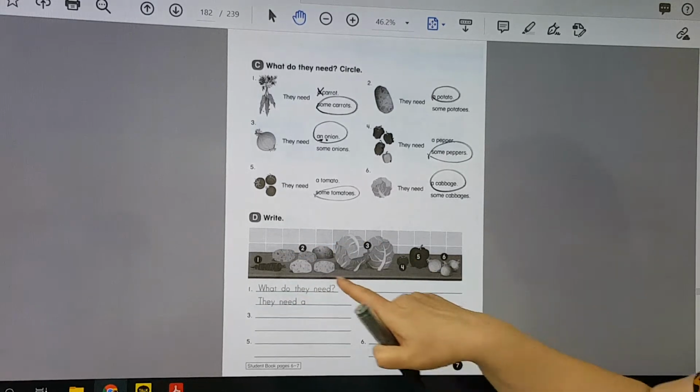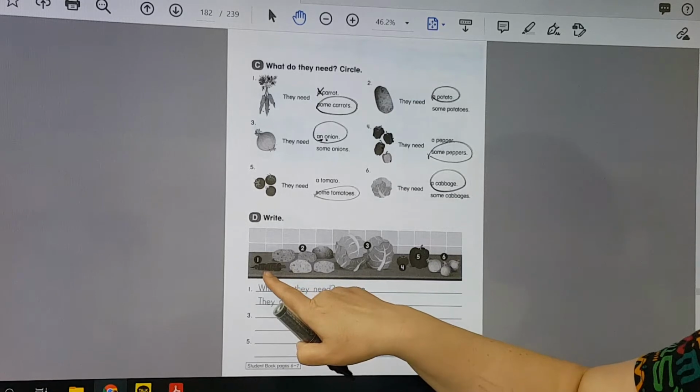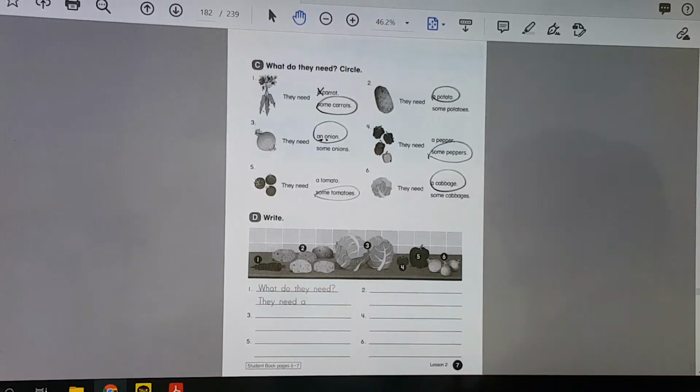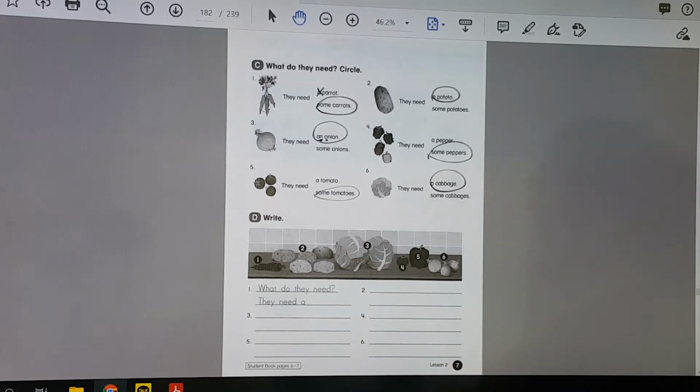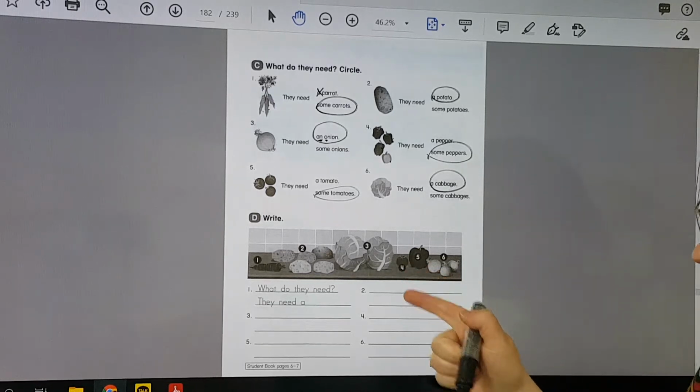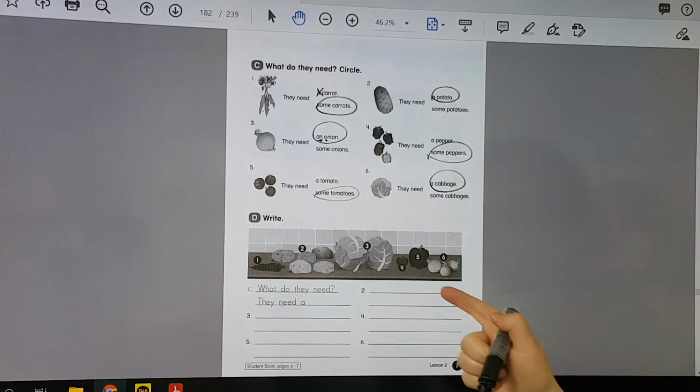Look at the picture. I know it's a little bit dark, but you can see there's a carrot. How many carrots? Just one carrot. And then number 2, what are those? Potatoes, right. How many potatoes? 5 potatoes. Good. And number 3, what are those? They are cabbages. How many cabbages? 2 cabbages. Number 4, can you see what are those? Oh, sorry, there's only one.